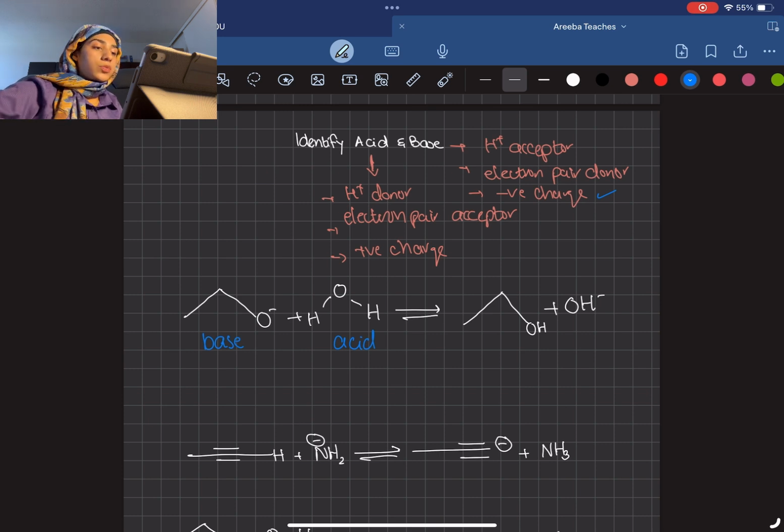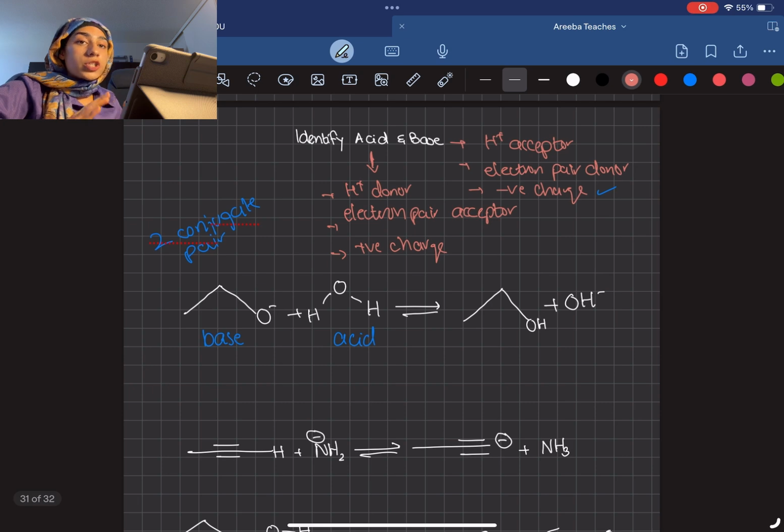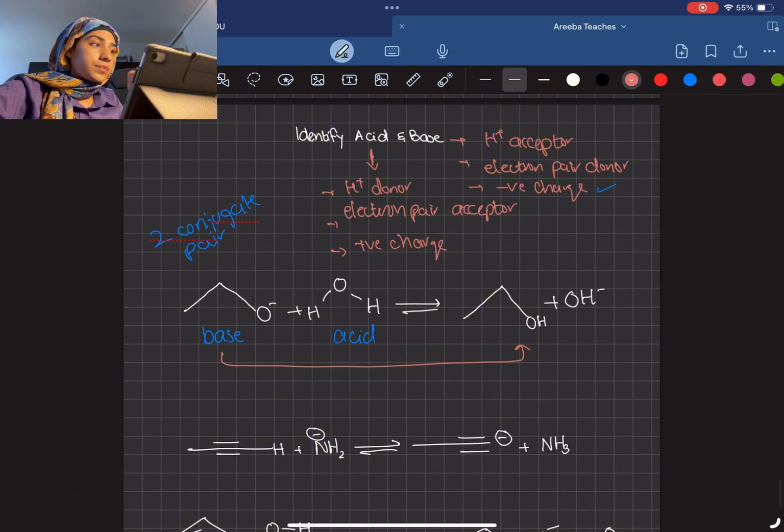Now what about the other two things over here on our product side? Well, every reaction has two conjugate pairs. So that means this base will have a conjugate acid on the other side of the equation. If you look at these two, they seem quite similar, so they make one pair. The other pair would be water with OH. So these are our two conjugate pairs.